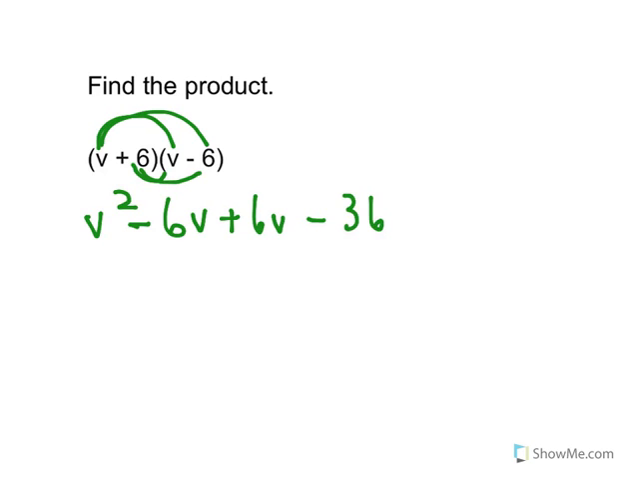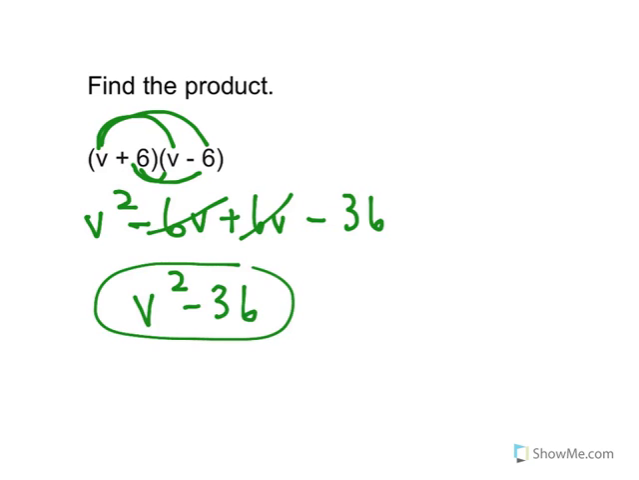And then your last step, again, is just to make sure that you're combining like terms. Well, if we take a look here, what's nice is the negative 6v and the positive 6v cancel out. So you got v squared minus 36 is your answer. The answer only has 2 terms in it.